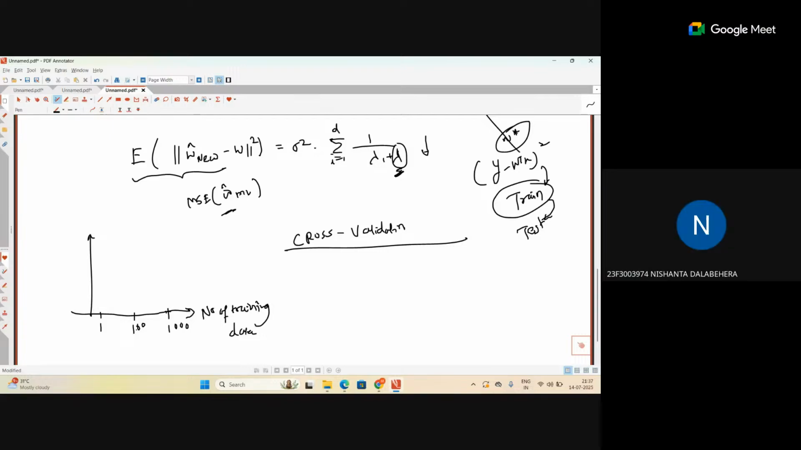So training on more data means less error, right? Because you have more examples to see and learn from. So as you increase the number of training examples, this error will keep decreasing, right? So this is called the training error.